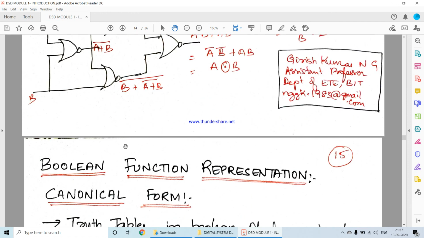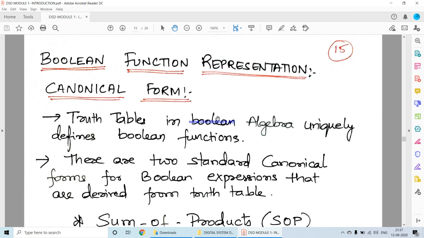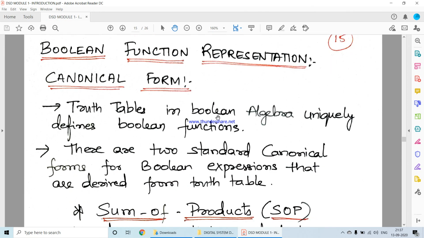Okay. Now, till here whatever we have learned is very basic knowledge in digital system design. First thing is we learned Boolean laws. Second thing is we learned what the different basic gates are. Third thing is we have learned what the universal gates are. And then today we have learned how universal gates are used to realize other basic gates. Now the next step is we'll learn the Boolean function representation, which is called canonical forms.